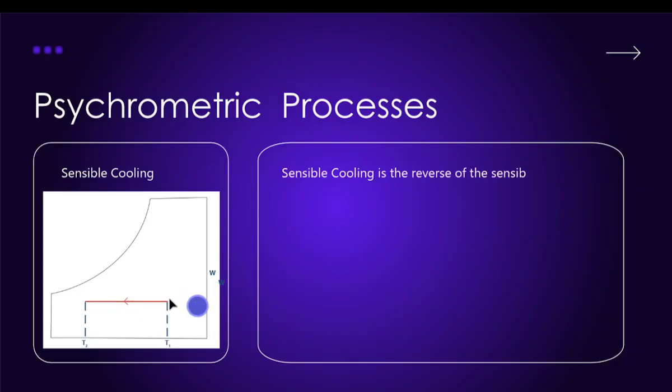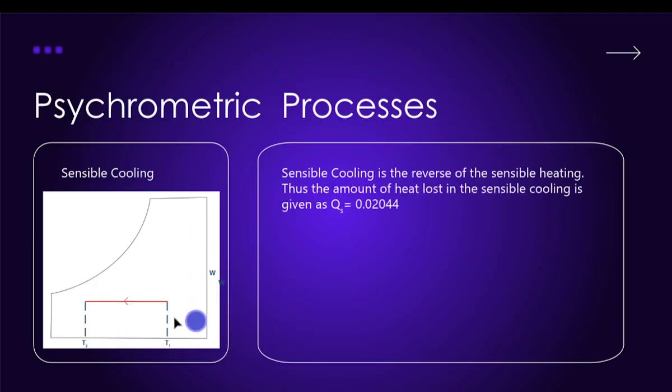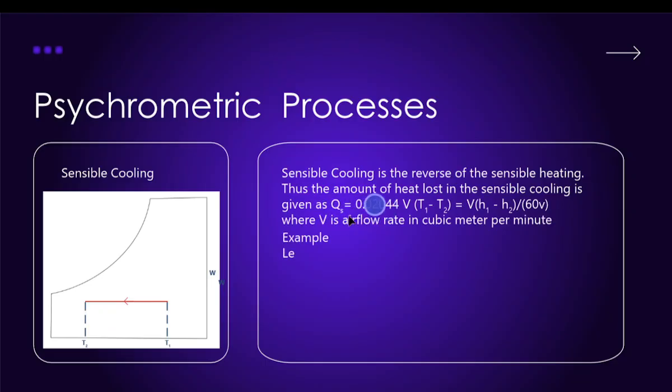Sensible cooling. So the process is like from higher temperature to lower temperature. This is the temperature scale, this is the specific humidity scale. So temperature is decreasing, so it is called sensible cooling. If we talk about this, the formula will be almost the same.